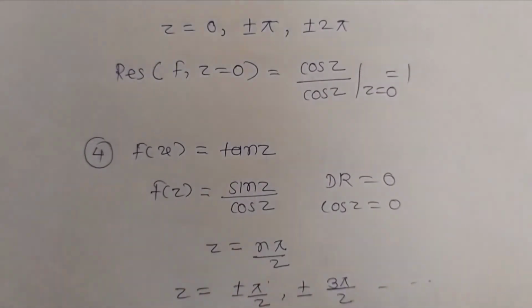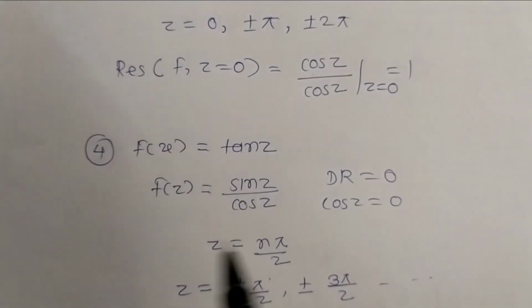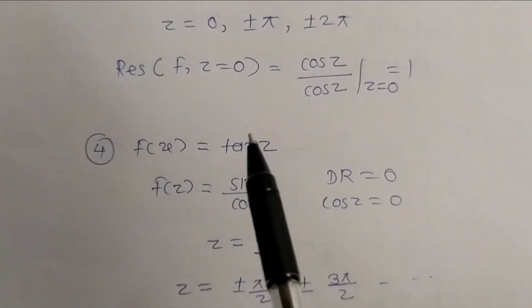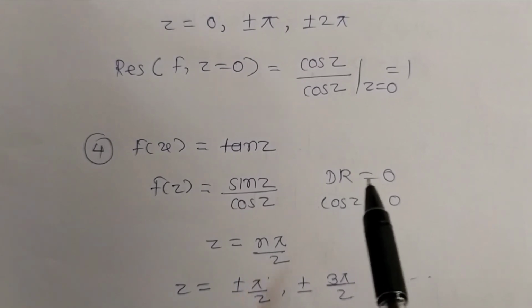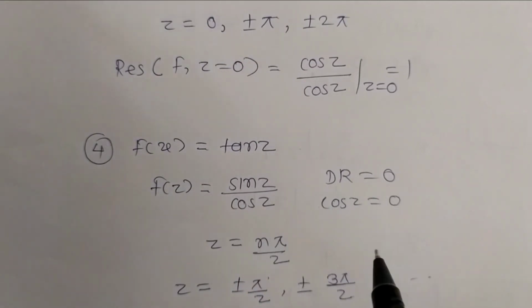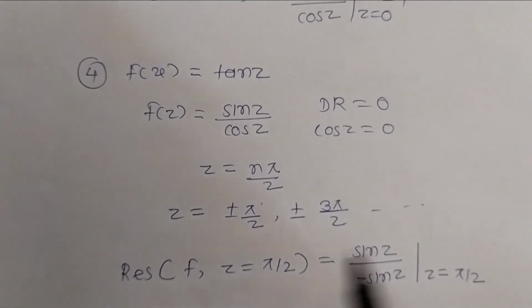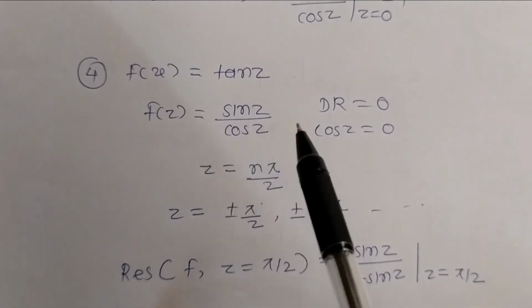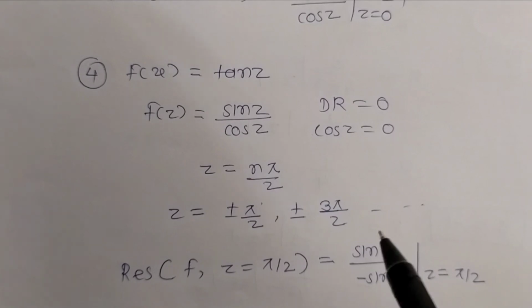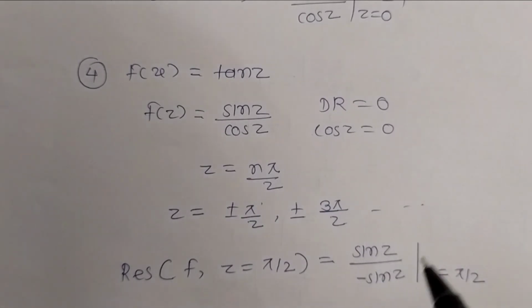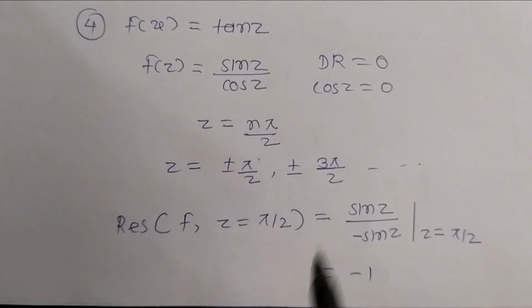Another example, this fourth example, f of z is equal to tan z. Tan z is sin z upon cos z. When the denominator is equal to 0, that is cos z is equal to 0, when z is equal to n pi by 2. Cos pi by 2 is 0, cos minus pi by 2, cos 3 pi by 2. Then z is equal to pi by 2, 3 pi by 2. Then the residue is sin z upon the differentiation of cos z, which is minus sin z. So this becomes minus 1 at z is equal to pi by 2. So the residue of this is minus 1.